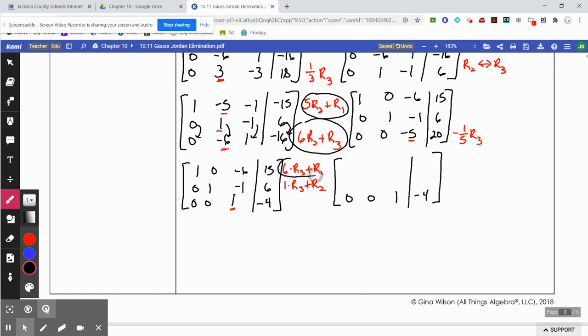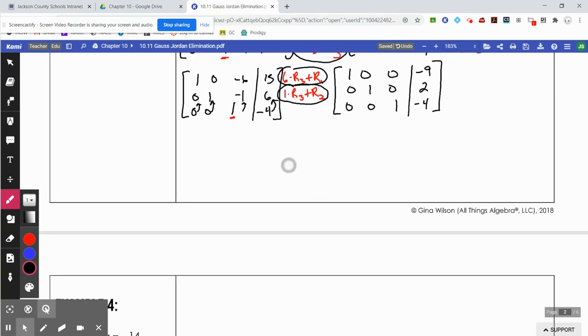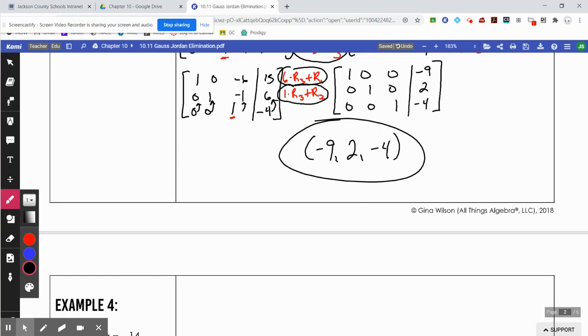And let's do this one first. 6 times row 3, add it to row 1 to give you a 1, a 0, and a 0. Negative 24 plus 15 will be a negative 9. Let's go ahead and erase my arrows here, and let's do my second row. Let's do this one. 1 times row 3 and add it to row 2 gives me a 0, a 1, and a 0, which is what I needed. And then negative 4 and 6 gives me a positive 2. So therefore, my ordered triple answer is negative 9, 2, and negative 4.